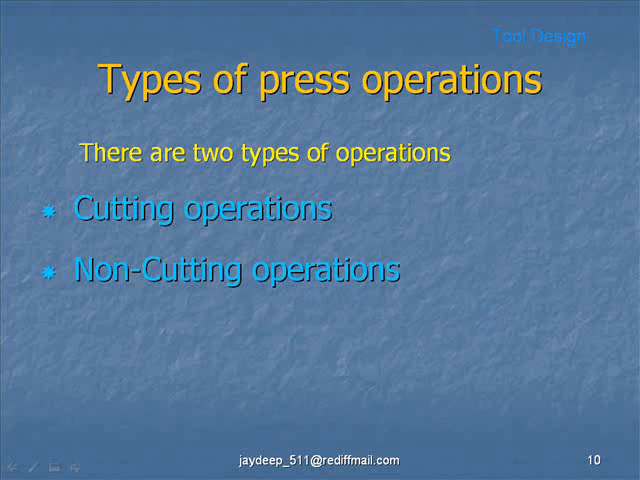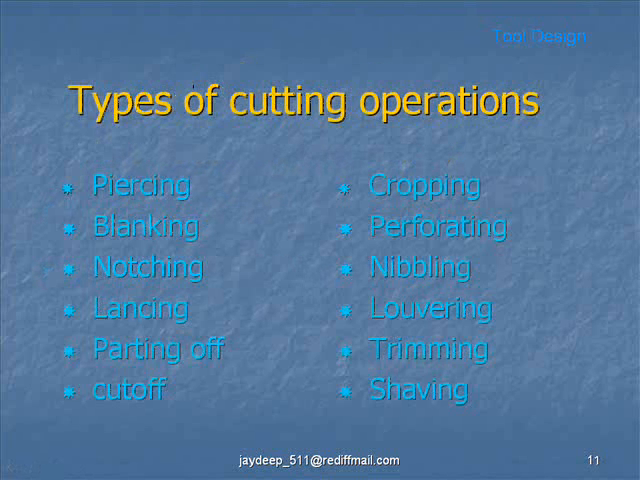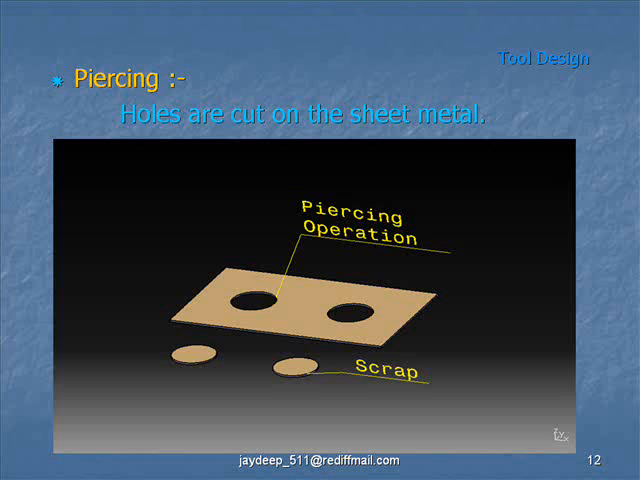Types of press operations. There are two types of operations: cutting operations and non-cutting operations. Types of cutting operations: piercing, blanking, notching, lancing, parting off, cut off, cropping, perforating, nibbling, lowering, trimming, and shaving.